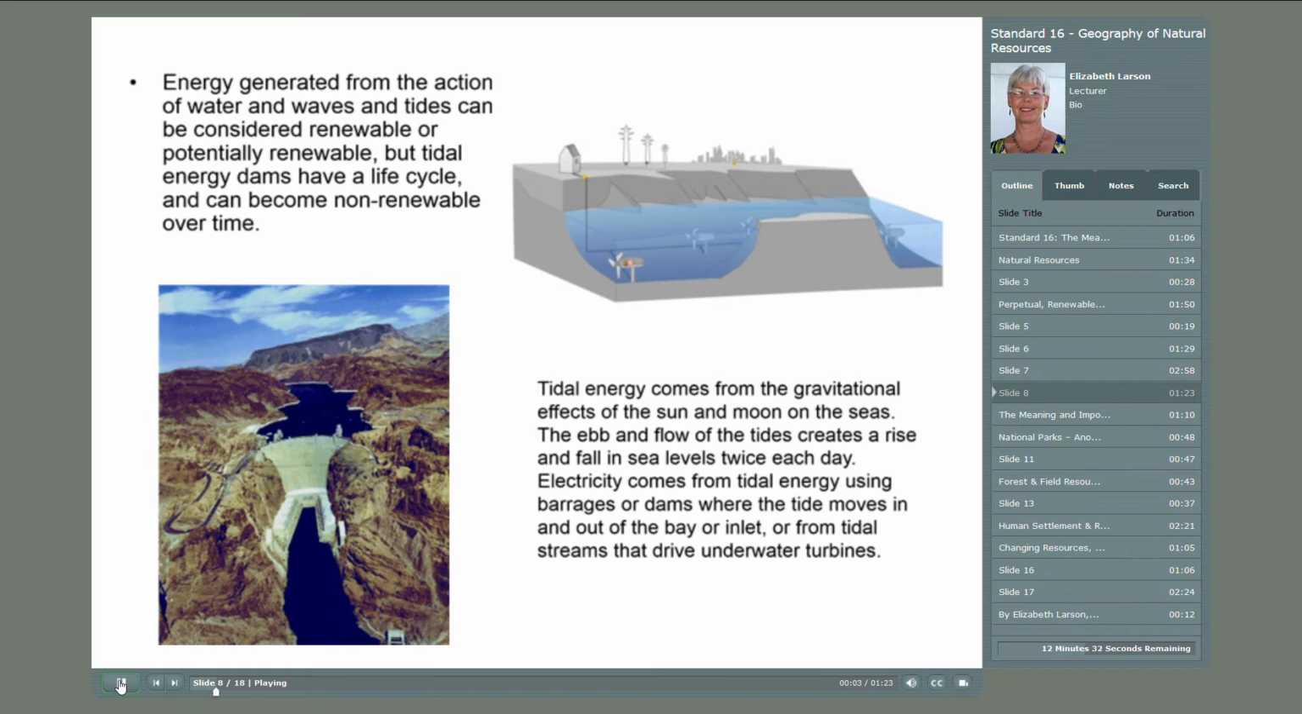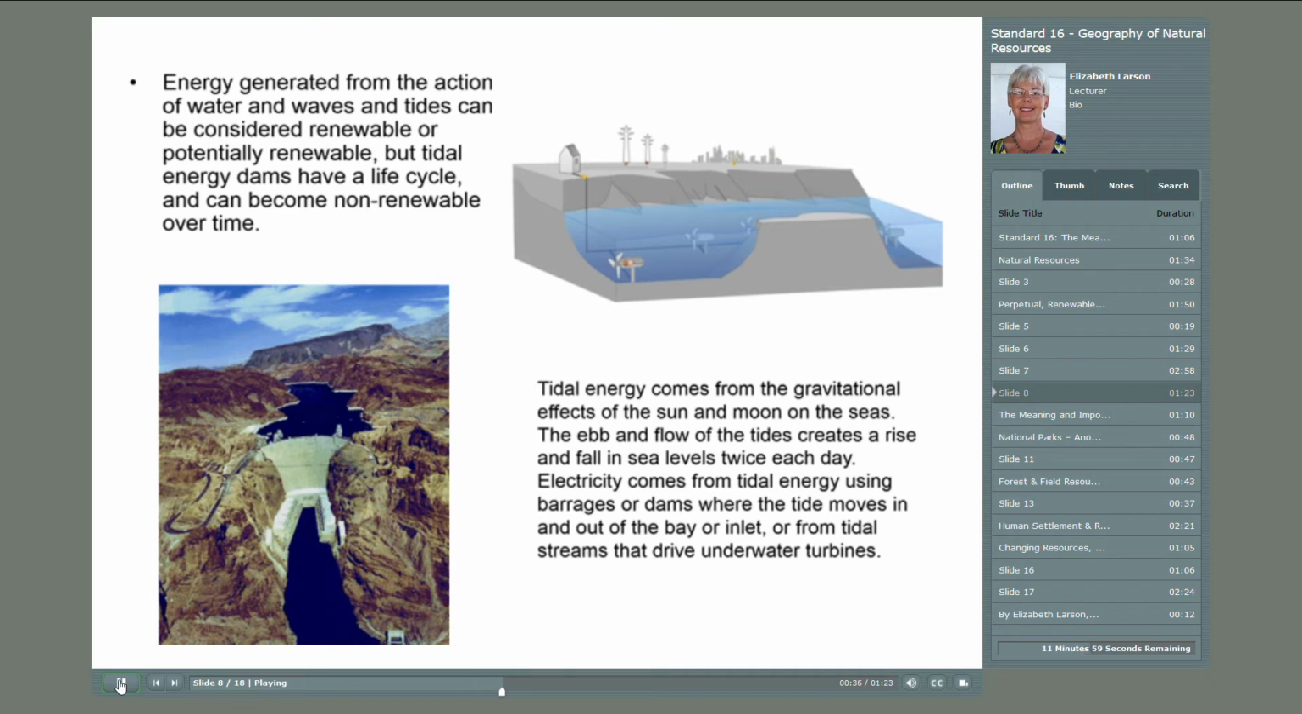This slide focuses on hydropower and tidal energy for electricity generation. Energy generated from the action of water and waves and tides can be considered renewable or potentially renewable. But tidal energy and dams have a life cycle and can become non-renewable over time. Tidal energy comes from the gravitational effects of the sun and moon on the seas. The ebb and flow of the tides creates a rise and fall in sea levels twice each day.